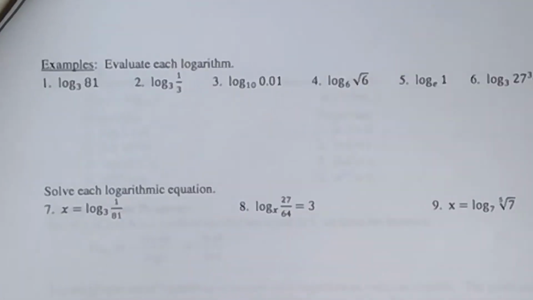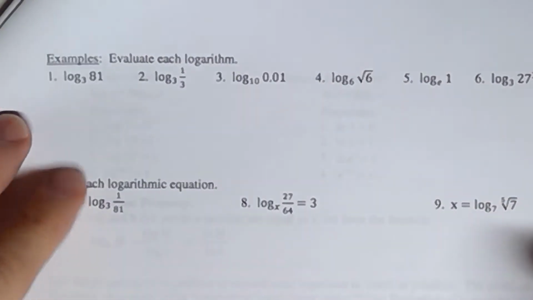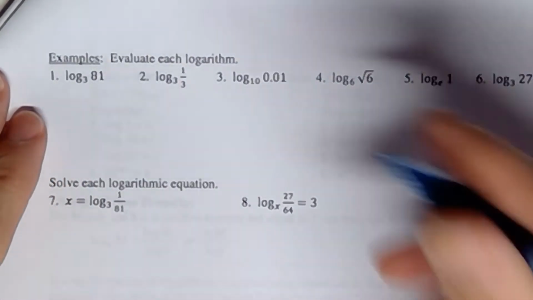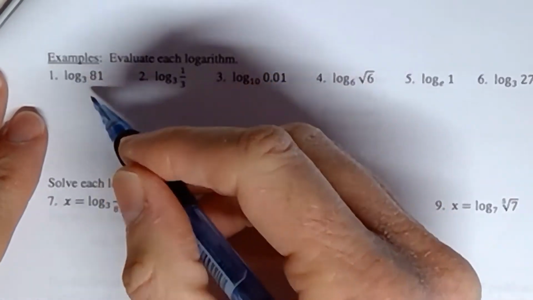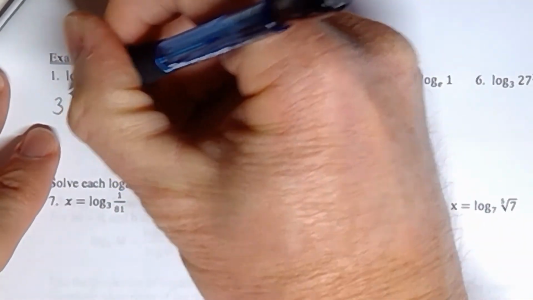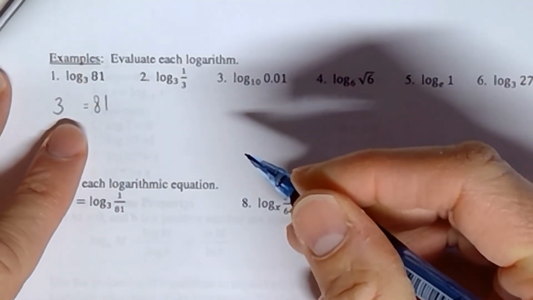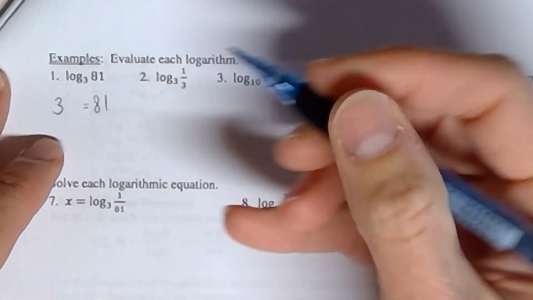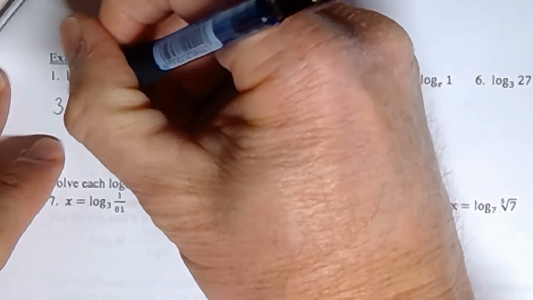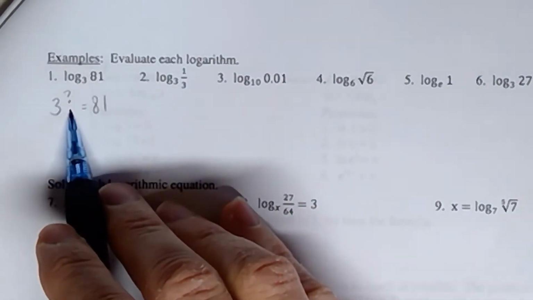It says evaluate each logarithm, meaning just figure out what it's equal to. All right, there's no variables here. You just figure out what number this thing is equal to. Again, what are they asking for here? They're saying that the 3 is the base. The 81 is the answer that you get when you take the base and the exponent together. And then since they're asking what the logarithm is equal to, they're asking for the exponent. They want to know what this exponent is.